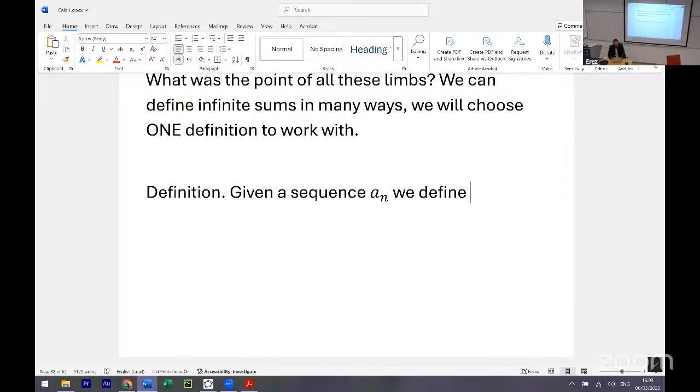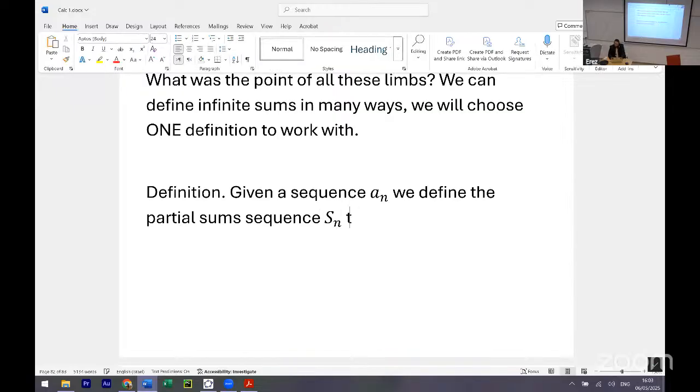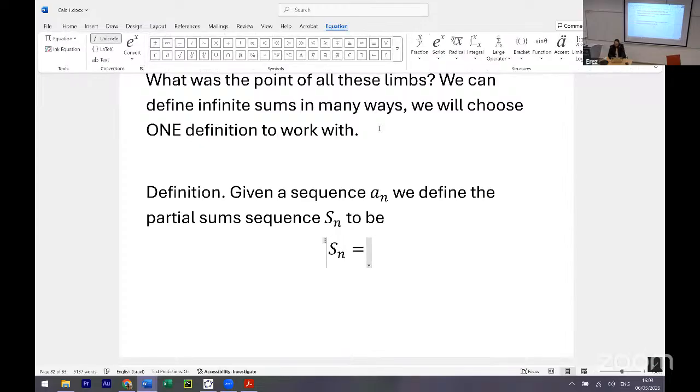We define the partial sums sequence Sn to be: S of n is the sum of the first n elements of the original sequence. Okay, and let's see a few examples.